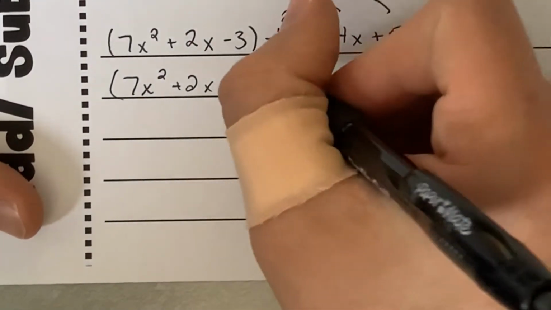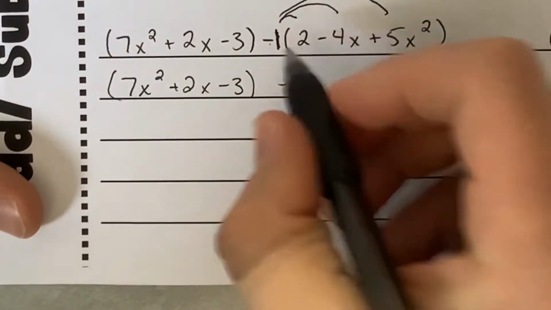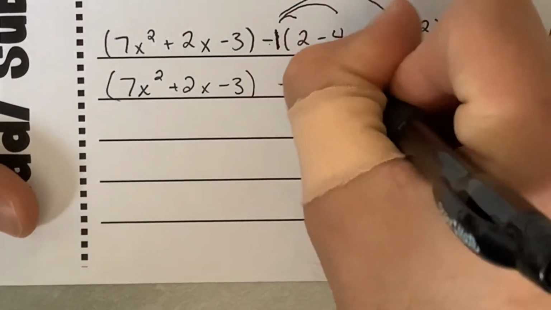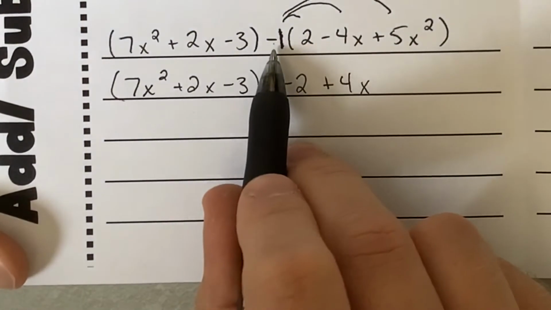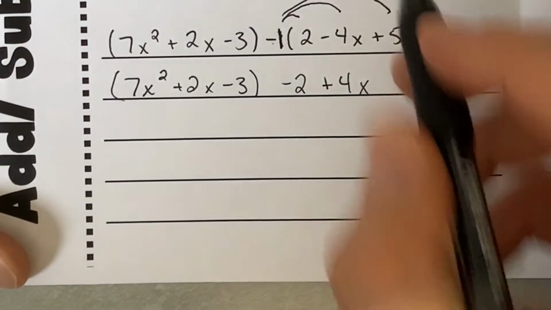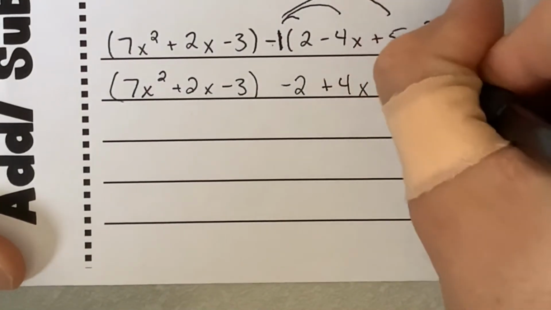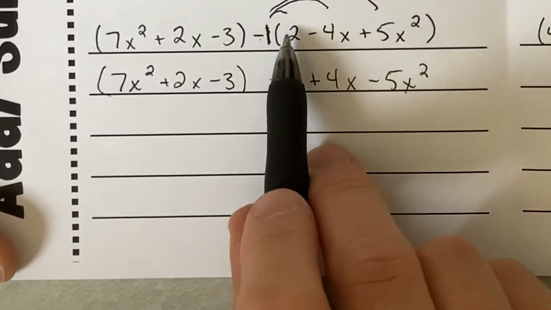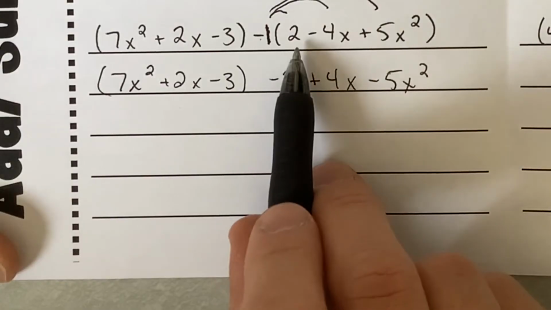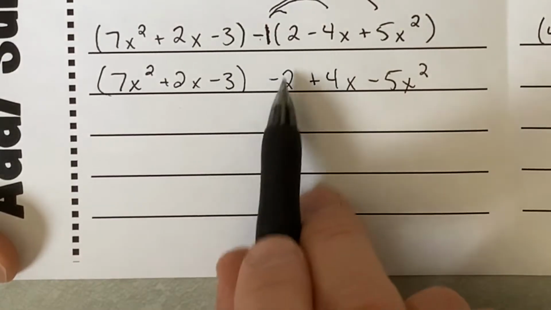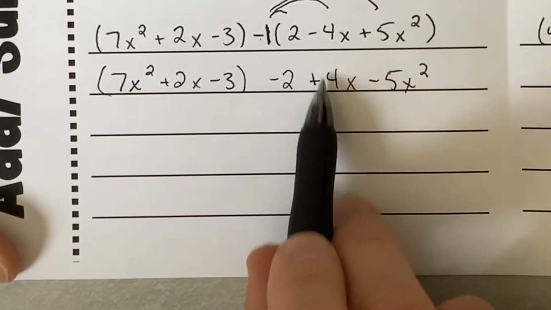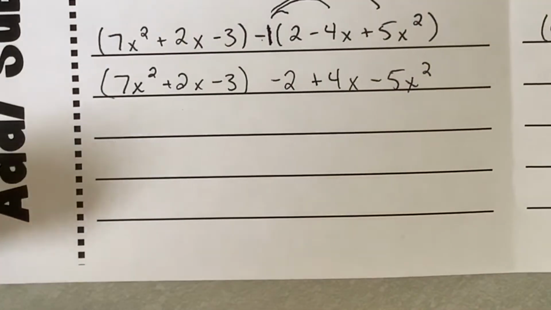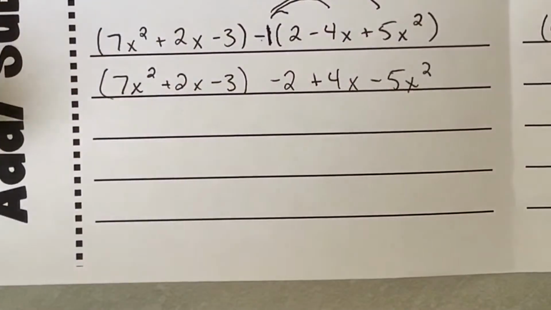So -1 times 2 is a -2. -1 times a -4x, well, that's a positive 4x. And then we have a -1 times a positive 5x squared, that's a -5x squared. So notice, the number stayed the same, but it changed the sign of everything inside of the parentheses. It did the opposite. So it went from positive to negative, negative to positive, positive to negative.